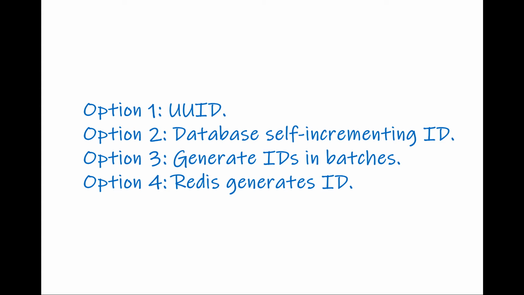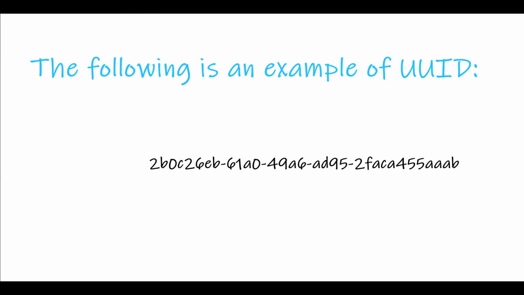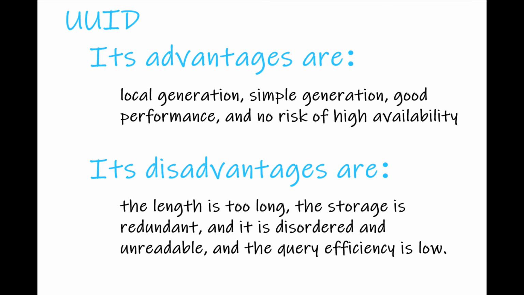Option 1. UID. The following is an example of UID. Its advantages are local generation, simple generation, good performance, and no risk of high availability. Its disadvantages are the length is too long, the storage is redundant, and it is disordered and unreadable, and the query efficiency is low.